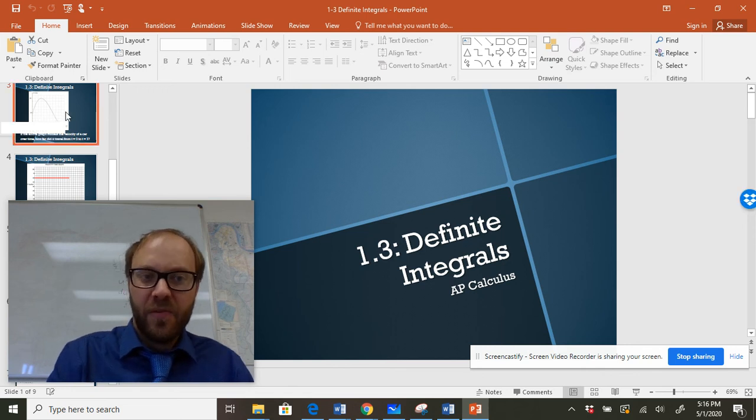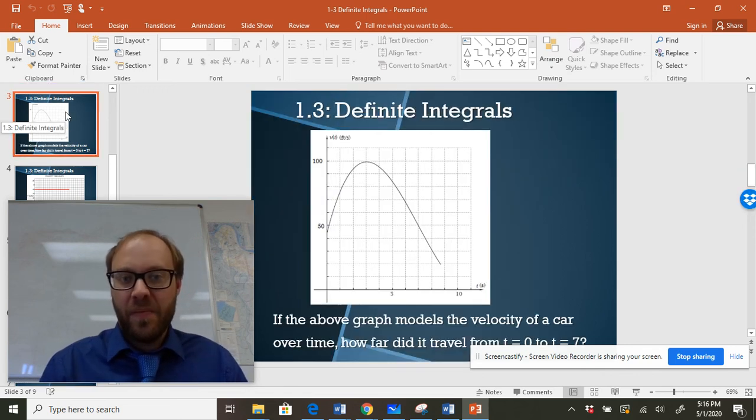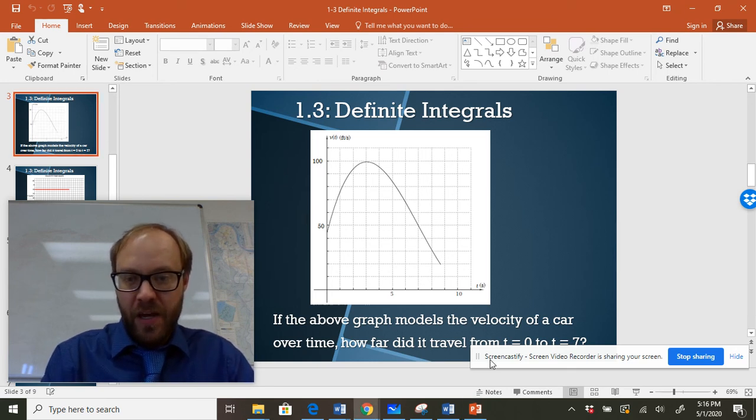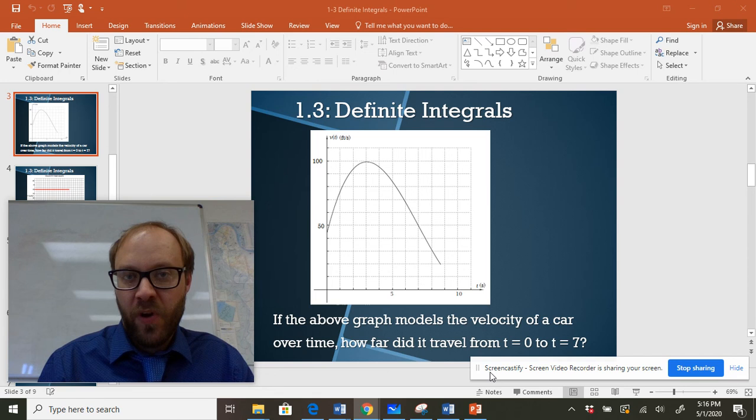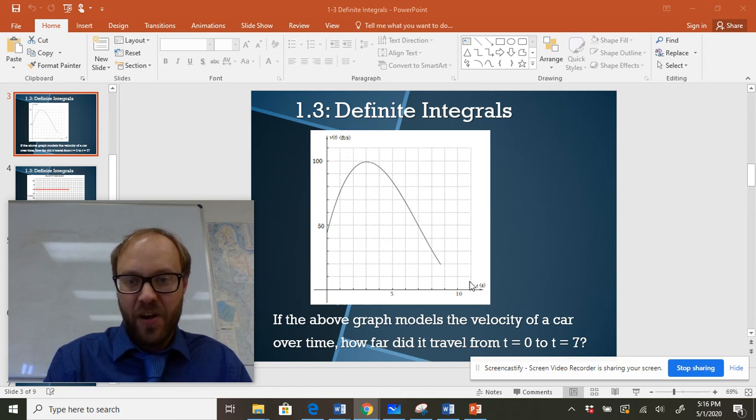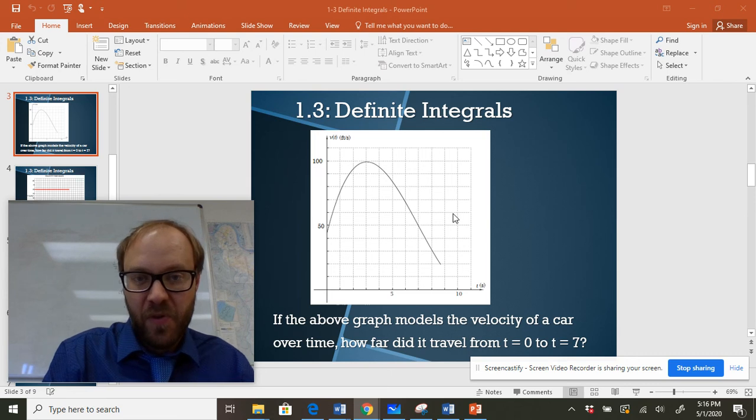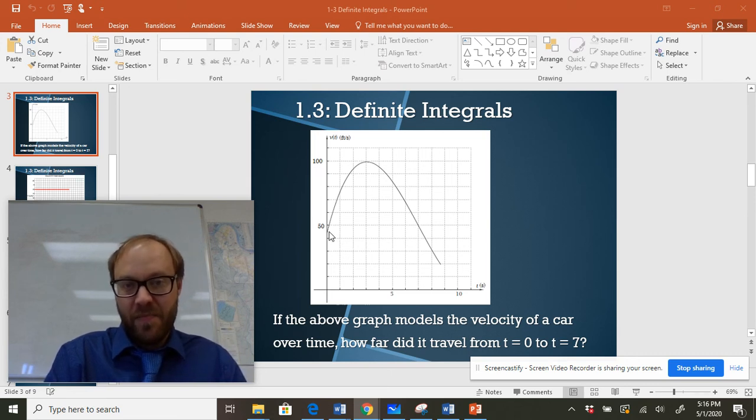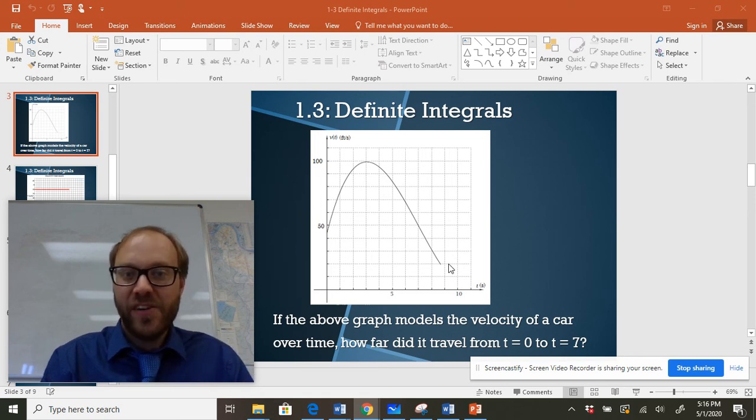So a lot of the problems we've done up to this point were problems that involved some type of, maybe you had distance on one axis and time on the other. You'll notice in this graph here, we have velocity on one axis and we have time on another one. And so this is a car or some vehicle that's moving at a certain number of feet per second. Starts out maybe 45 feet per second, speeds up, and then it slows down. And the question here is, how far did this car travel over the course of 0 to 7 seconds?